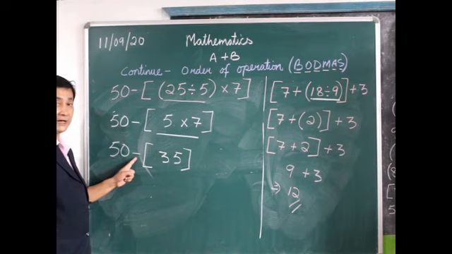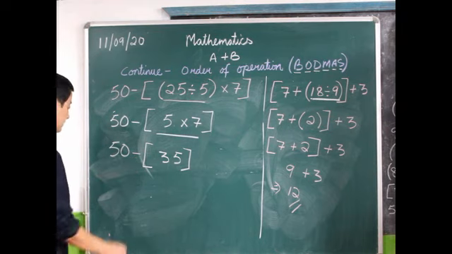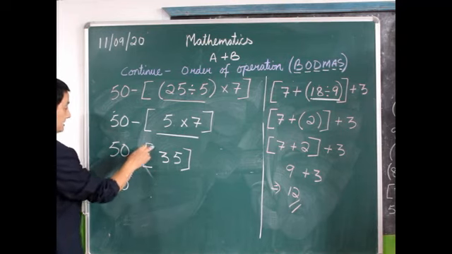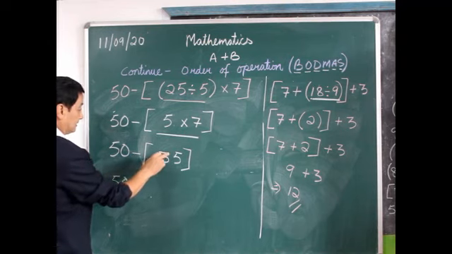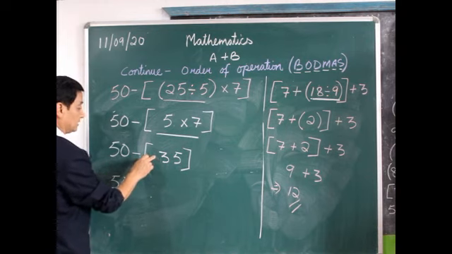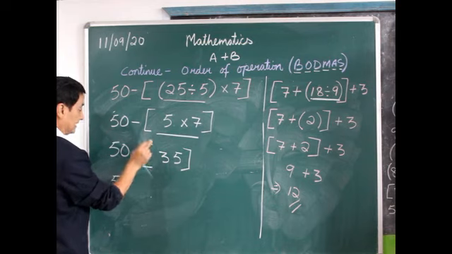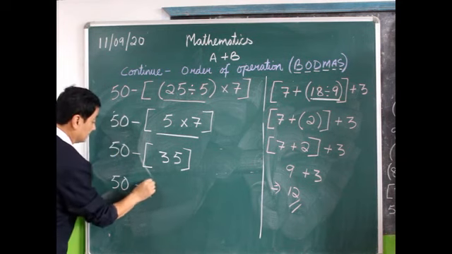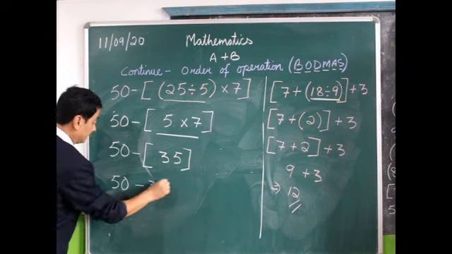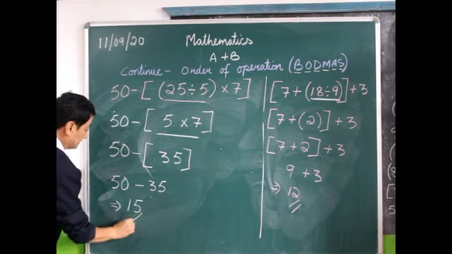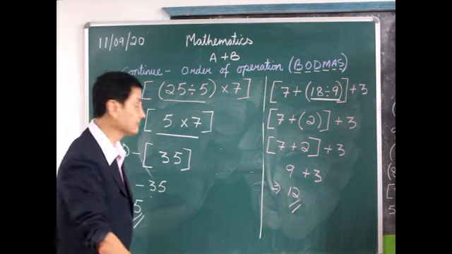Now when we open the bracket, we must multiply the sign also. So 50 remains the same. Now there's a minus sign in front of the bracket, and 35, there's no sign inside, so it means it is plus. So you must remember, when there's no sign, it is plus. So minus into plus, is that formula minus into plus? Minus 35. 50 minus 35, 15 is the answer. It's very simple, okay?